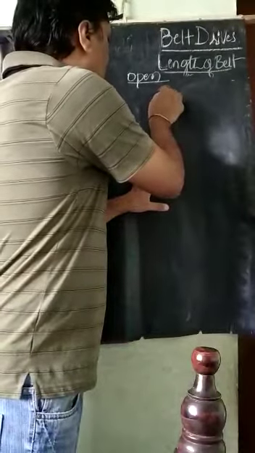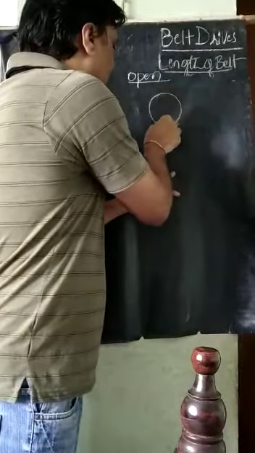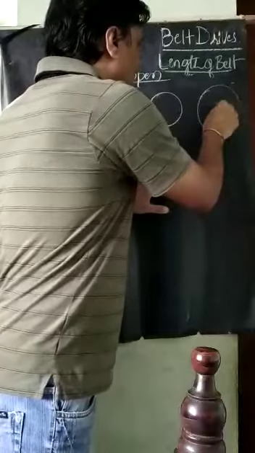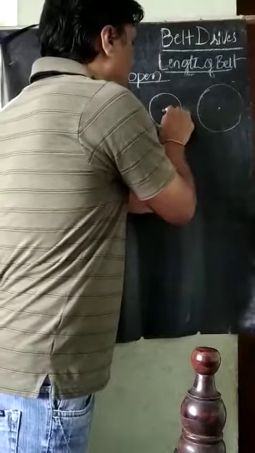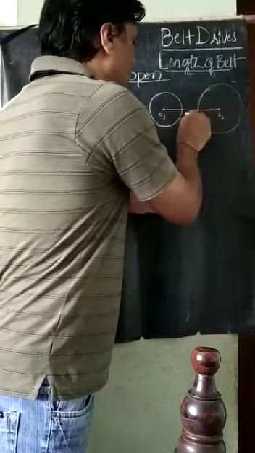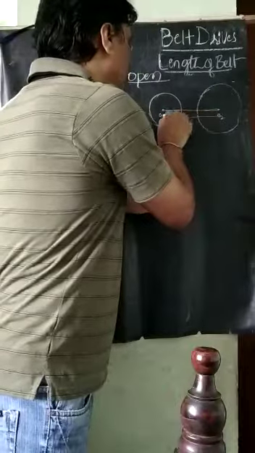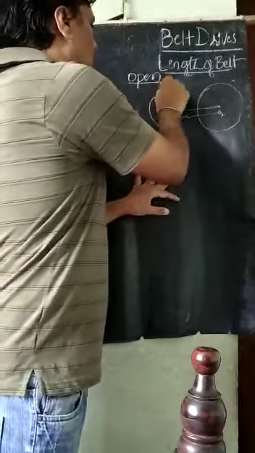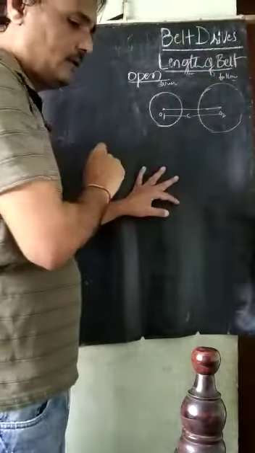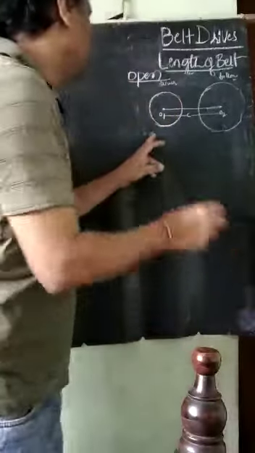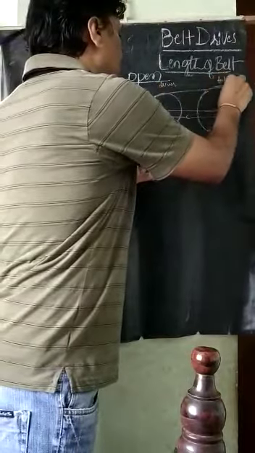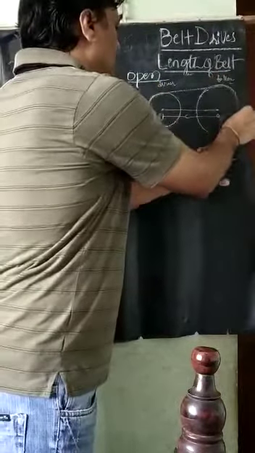So this is the driver and this is the follower. This is the center of the driver and the center of the follower, O1 and O2. The central distance is C between the driver and follower. Now if I connect the belt here, the belt is connecting somewhat like this, the connection of the belt from the driver to the follower.